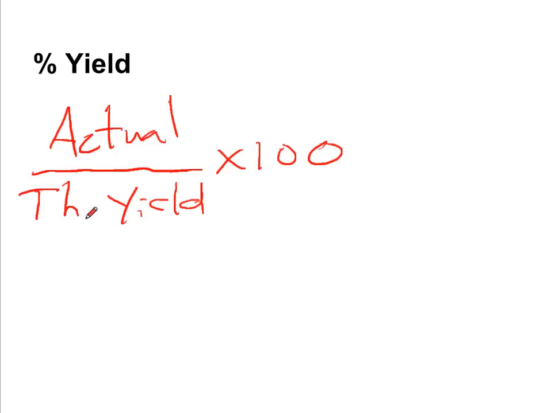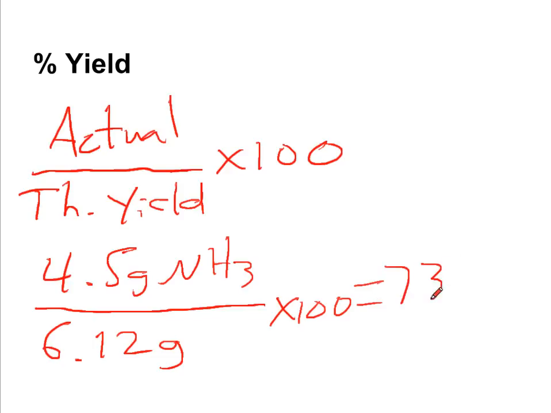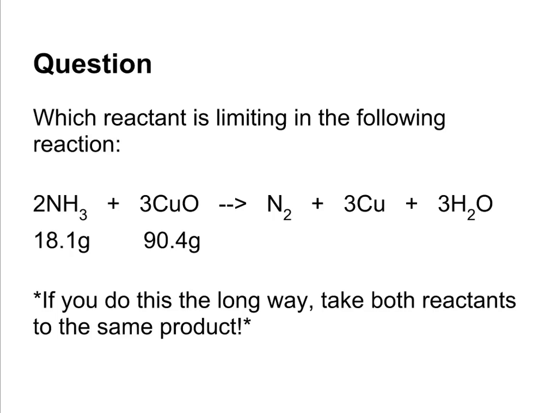So thinking back to the reaction we'd been working with, let's say that we recovered 4.5 grams of NH3. That 4.5 grams is going to be our actual yield. That's how much we recovered. Our theoretical yield was 6.12 grams. That was the most we could get. If we divide and multiply that by 100, we'll find our percent yield, which in this case turns out to be 73.5%.